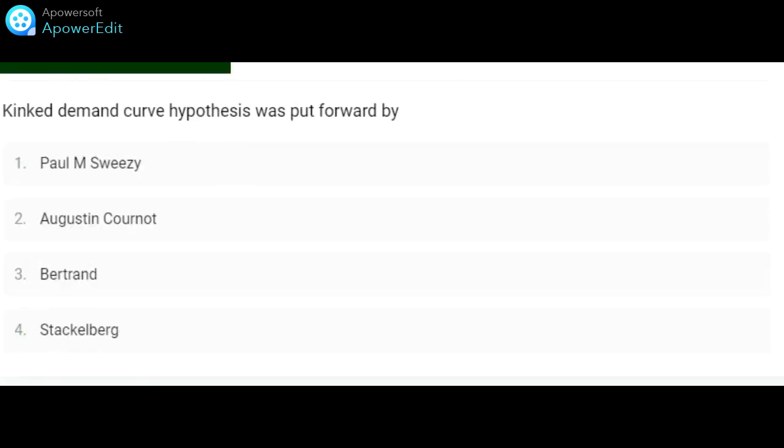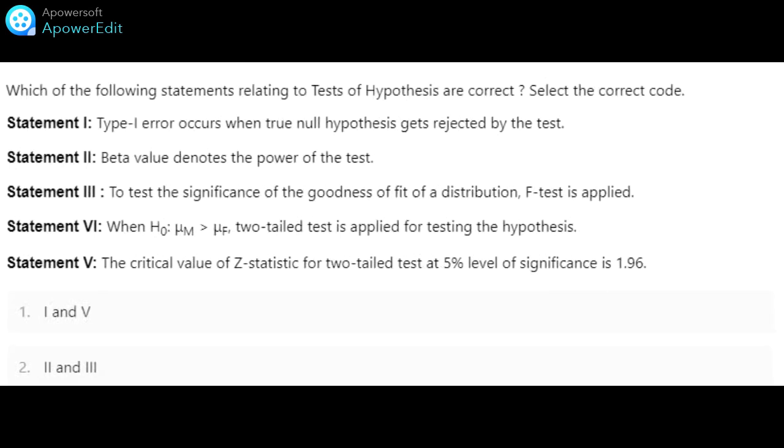Next question is: King demand curve hypothesis was put forward by whom? So King demand curve hypothesis was put forward by Paul M. Sweezy. Next question is: which one of the following statements relating to test of hypothesis are correct?